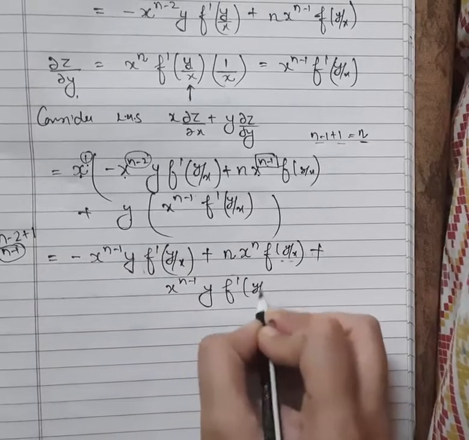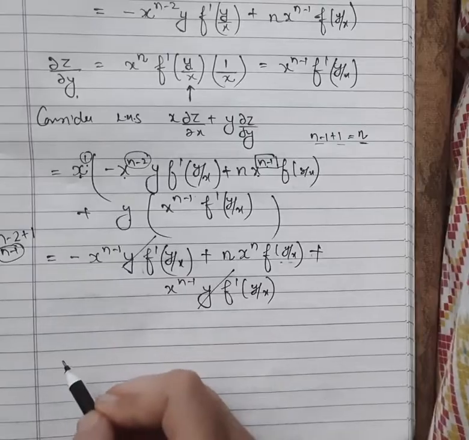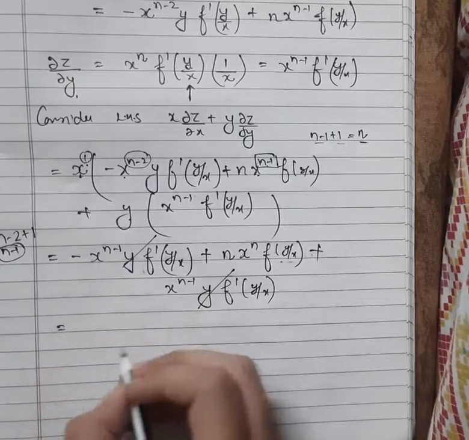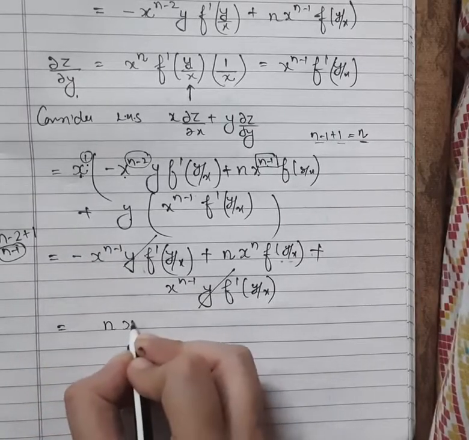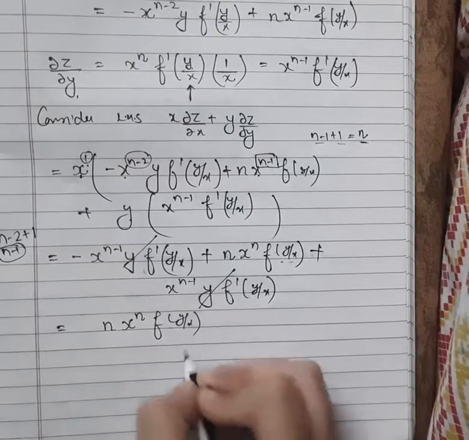y f dash y upon x. Look at the first term and the third term. Exactly same with opposite signs. Cancel out n x raised to power n f of y upon x.